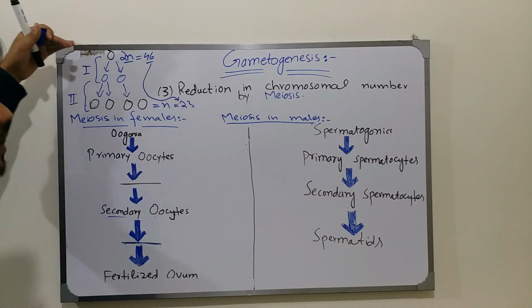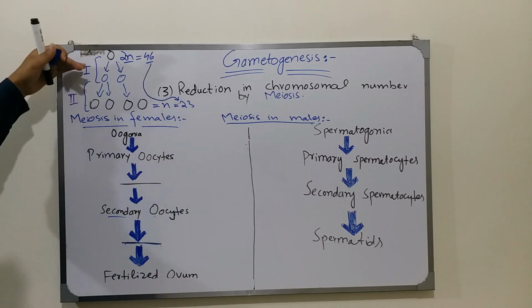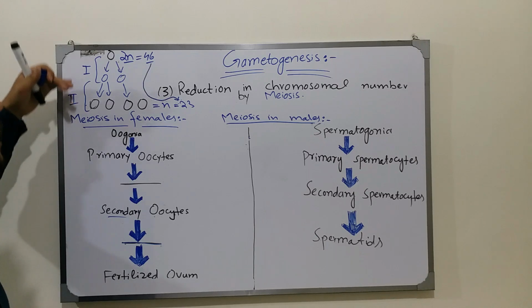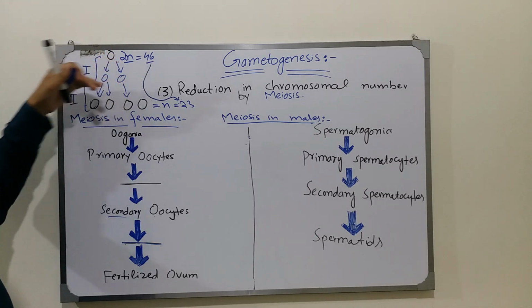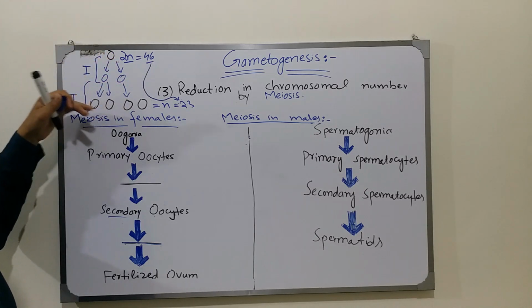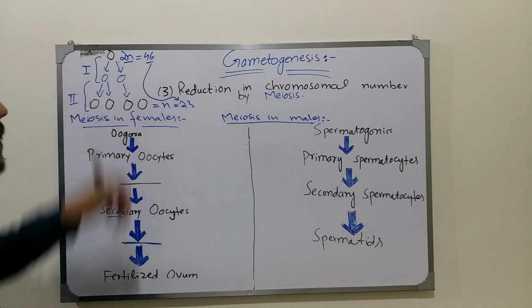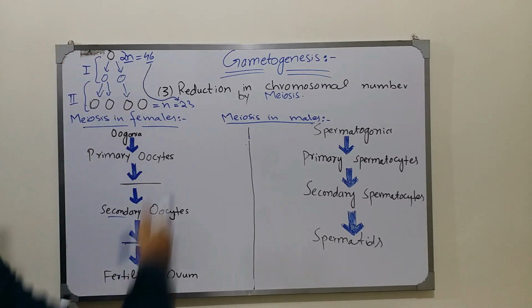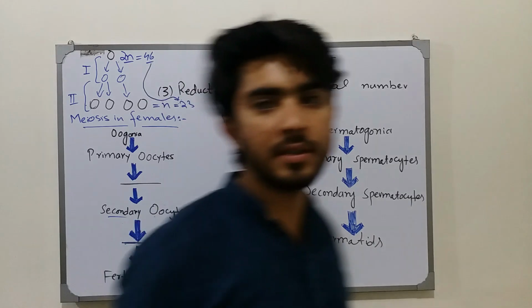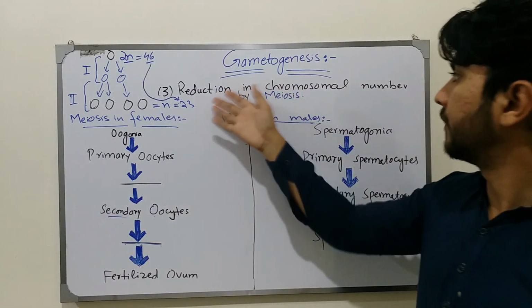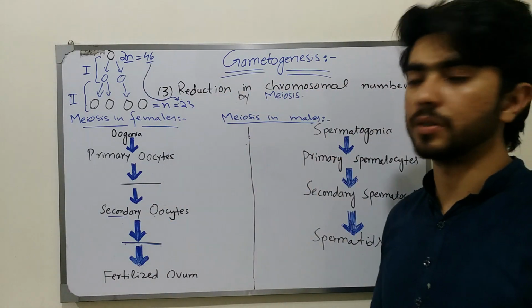Meiosis is divided into two subdivisions, meiosis 1 and meiosis 2. Meiosis 1 forms two cells and meiosis 2 also forms two cells. In both scenarios, one cell forms four cells, and the chromosome number is reduced to half. This is what is meant by the reduction in the chromosome number by meiosis.